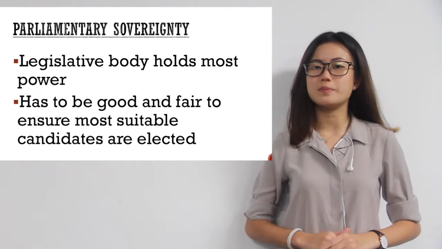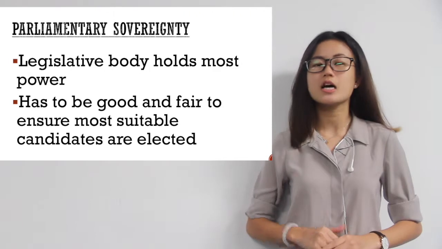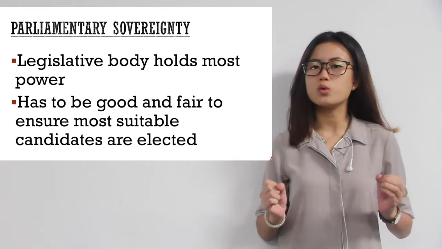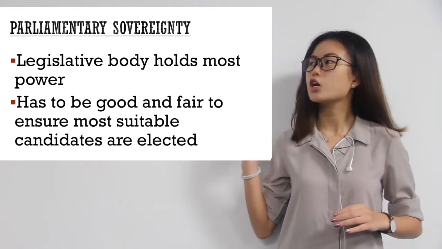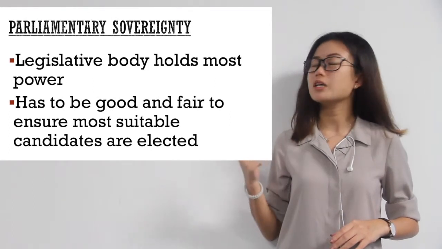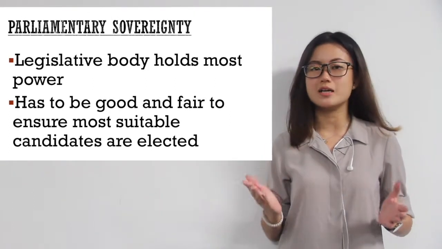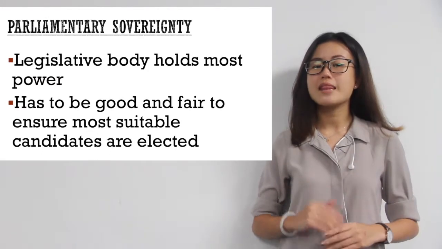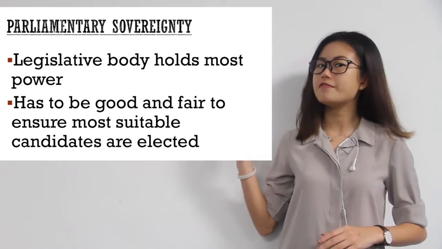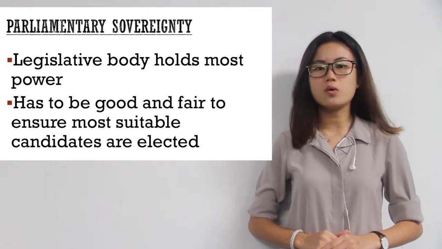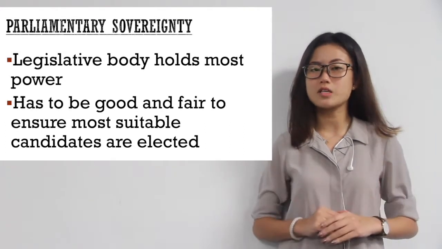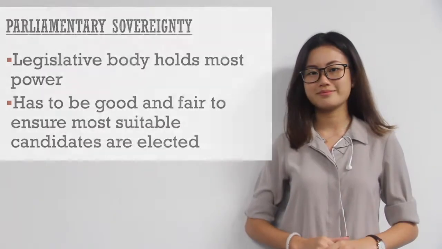One of the main principles practiced by the UK Parliament is parliamentary sovereignty. This means that the legislative body holds the most power compared to all the other institutions in the government, including the judiciary and the executive, which makes it a supreme legal body. Therefore, the electoral system of a particular state has to be good and fair enough to ensure that only the most suitable candidates are elected into the parliament, as they are the ones who are responsible for making laws.